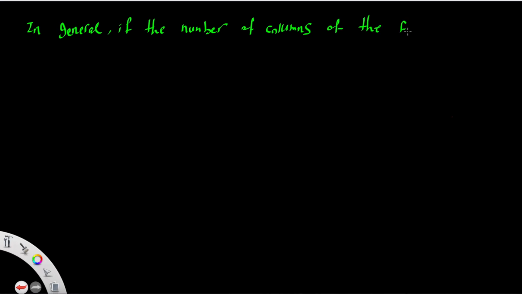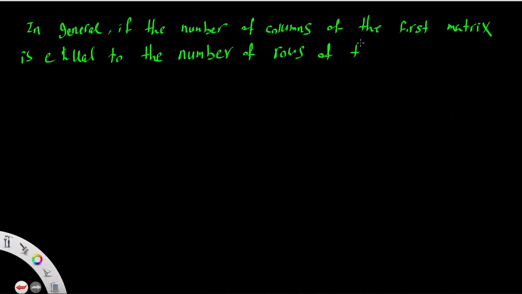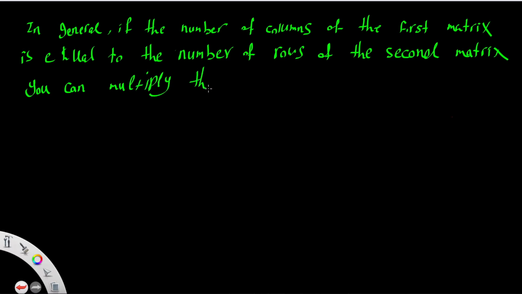Now, in general, if the number of columns of the first matrix is equal to the number of rows of the second matrix, you can multiply the two matrices.